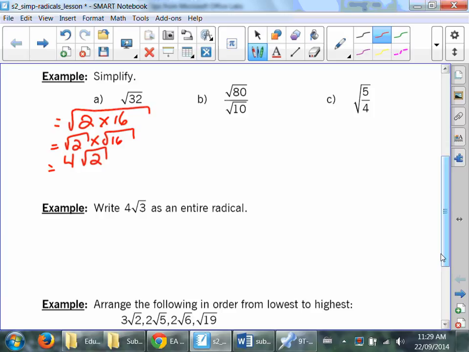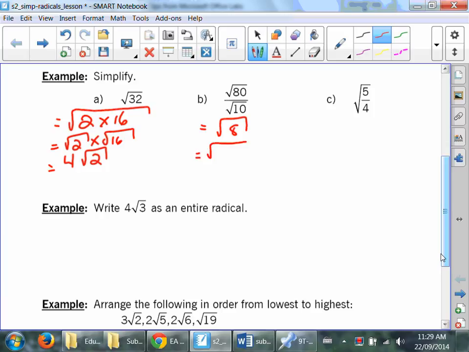Okay? Now, let's take a look at b, the square root of 80 divided by the square root of 10. When we do this, what we need to do is divide those numbers. So we divide what's inside the root. 80 divided by 10 is 8, so we get the square root of 8.